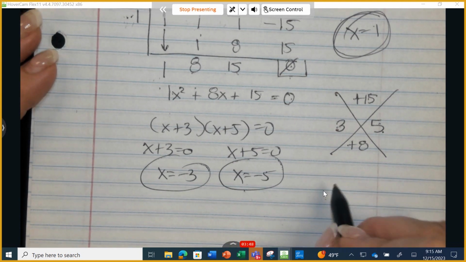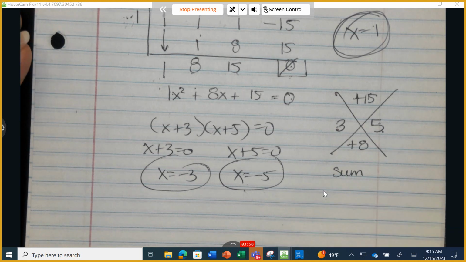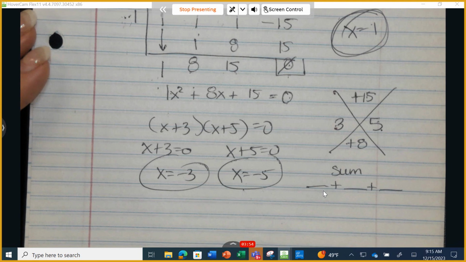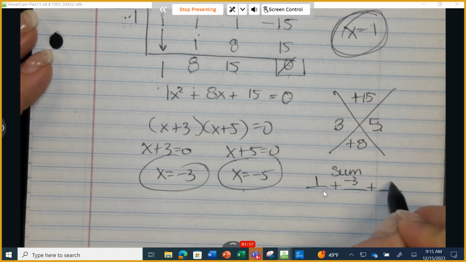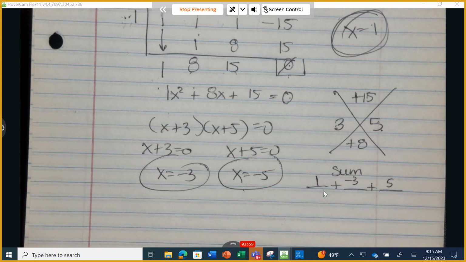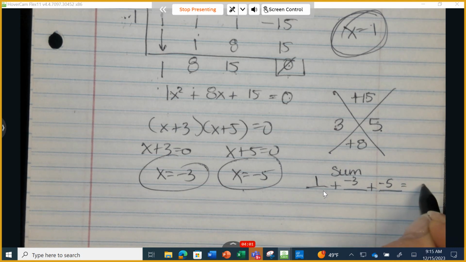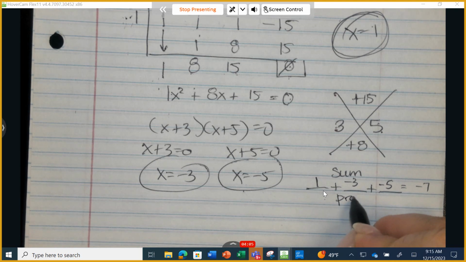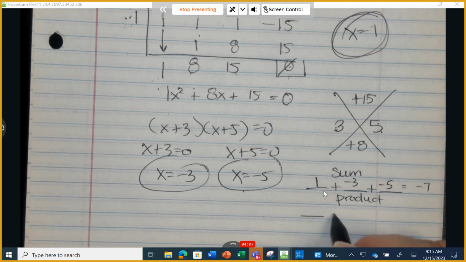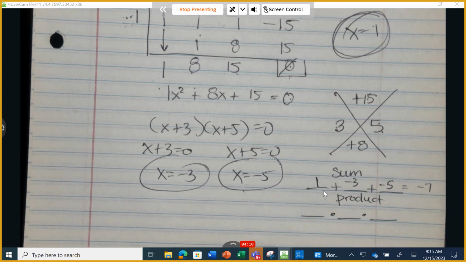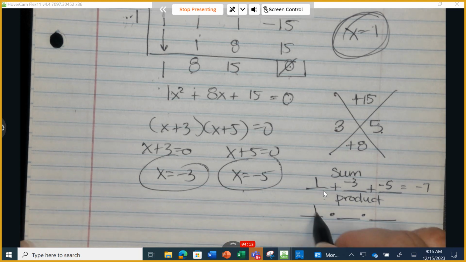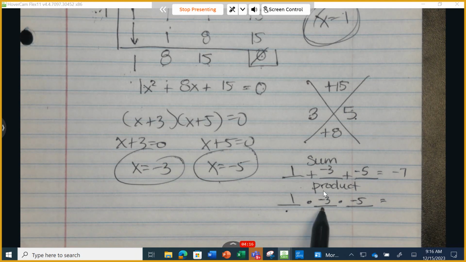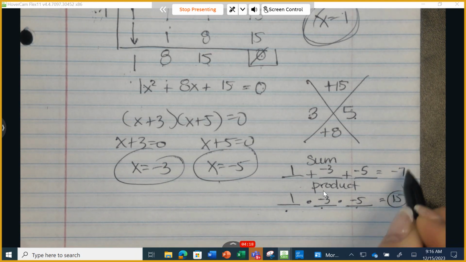Here's the next part. The next part says, what is the sum of the roots? And it literally gives you these blank spots and you put in the numbers, 1, negative 3, and 5. Add them up on your calculator, you end up with negative 7. Problem 4 says find the product, and it gives you these lines. 1 times negative 3 times negative 5. When you multiply, you end up with a positive 15.